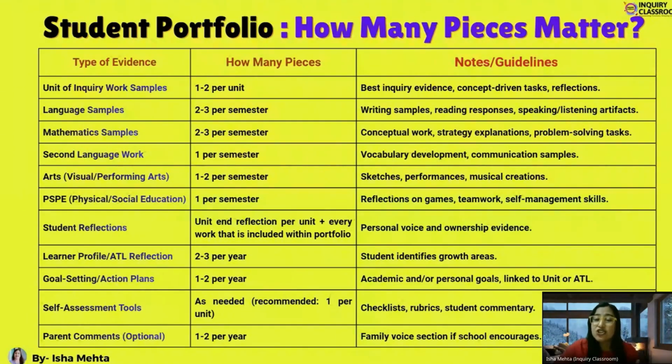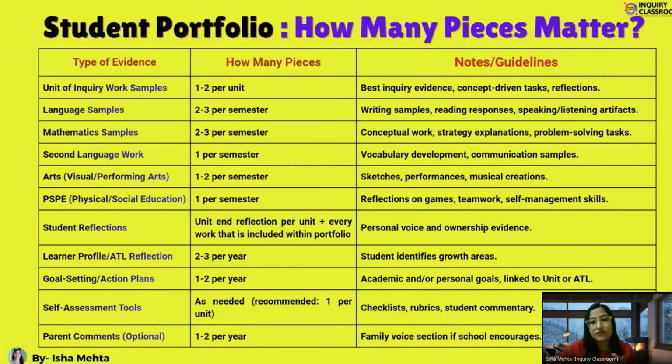Obviously, a lot of discussions or roundtable discussions or podcasts or TEDx, if they are doing those. It also depends on what grade you're teaching. Then mathematics, again, 2 to 3 pieces per semester. But here, if you are not able to integrate it authentically, avoid adding that. Maybe per semester, 2 pieces should be a good number. Second language, again, if you're able to integrate it well with the unit, 1 piece per semester, but it has to be well reflected. And the pieces might include your vocabulary development and your communication samples.